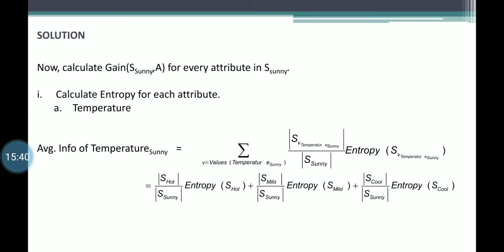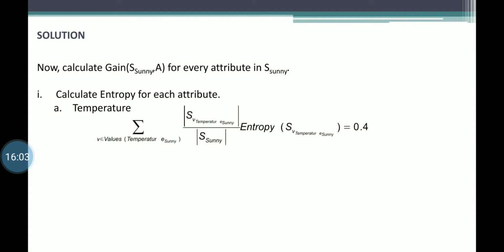So now sample with respect to sunny is there. We don't have only S here. Sample with respect to sunny is equal to 5. In that, you are going to select the number of samples with respect to the temperature attribute values. So now this is what we will get as the average info of temperature, that is 0.4.